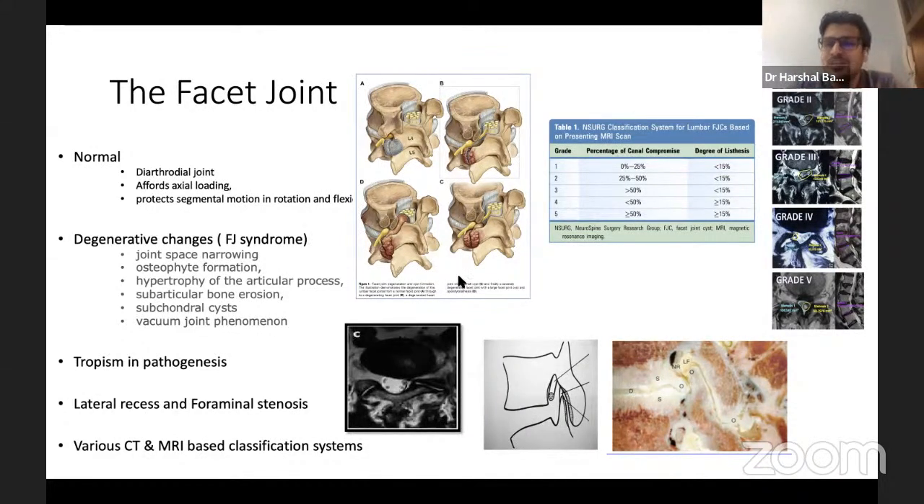It is important to understand tropism. We'll know it in the further slides also, because tropism has been purported as one of the pathogenic causes for the degenerative causes in the lumbar spine. Various CT and MRI based classifications have been purported, but I don't think any of them are clinically relevant as much. I don't think they're used for decision making in the spine.